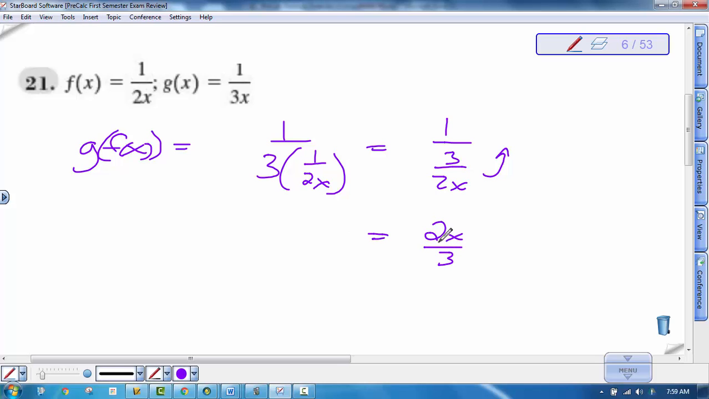That's my composition. Once again, I need to look at restrictions from the original function f of x, which in this case is the same thing, 0 gives you a 0 on the bottom. So I can't have 0. So make sure you write that in interval notation saying all real numbers except 0.